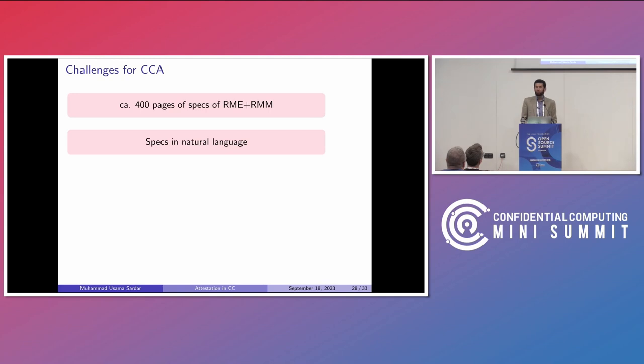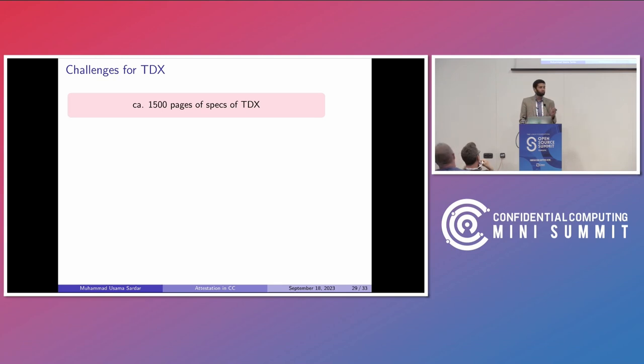Specifications were in natural language, a big hurdle for verification to precisely describe, and various implementations are possible because it's an architectural specification. For TDX, we had a separate set of challenges. It's a whole product, right? So there were 1,500 pages of specs, and then it inherits what is in SGX itself.